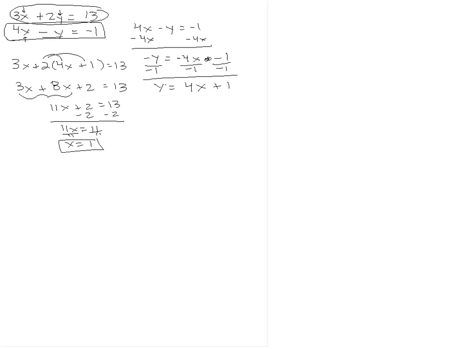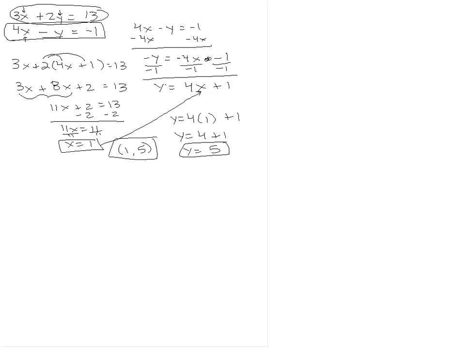Got the first one. Now I put it back in here. Y equals 4 times whatever x is, which in this case is 1. So y is 4 plus 1, so y is 5. So my final answer is this. Okay? All right?